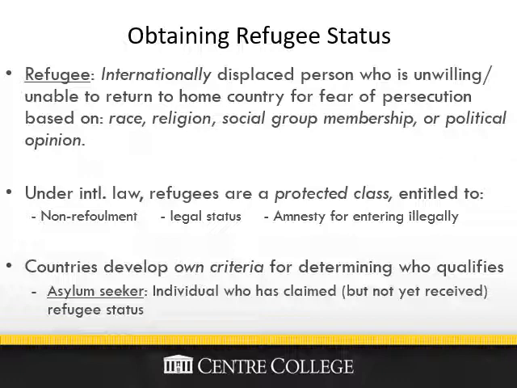Countries within this regime are still able to develop their own criteria for determining who qualifies and who does not qualify as a refugee. The term a lot of you are probably hearing in the media right now is asylum seeker. An asylum seeker is an individual who's made a claim to be treated as a refugee but has not yet been accorded that status by their host country, or the country in which their refugee claim is going to be heard.